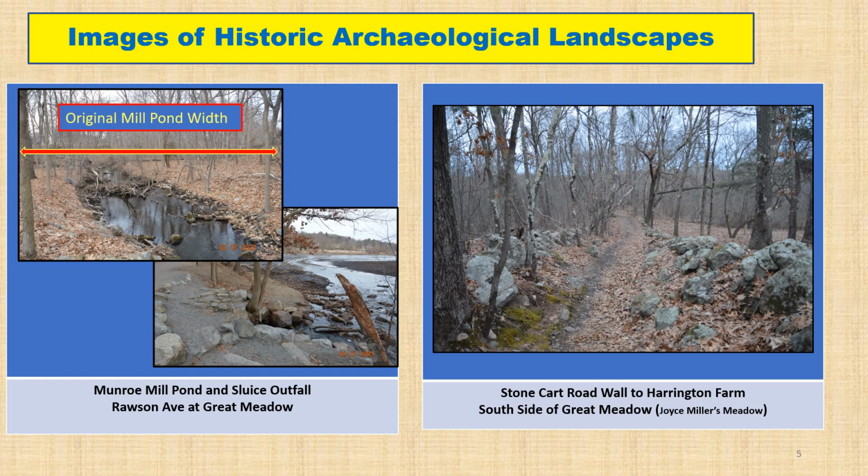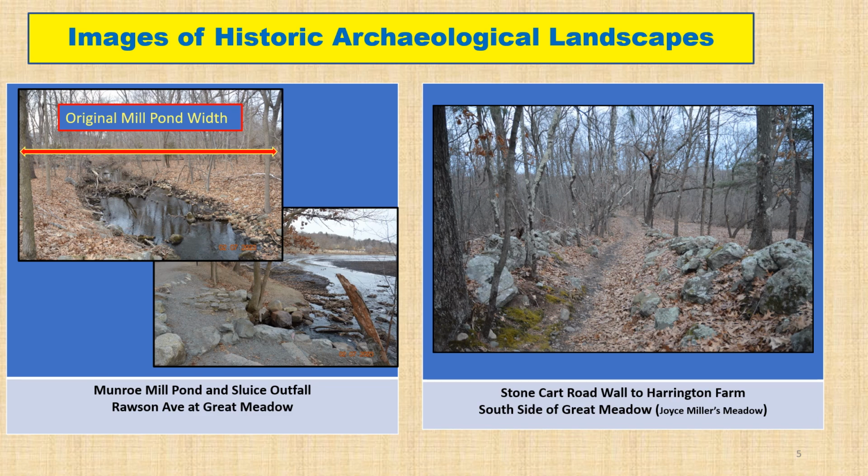Next, I'd like to look at some historic archaeological landscapes. On the left, you can see an image of the Monroe family land with a brook which drained into a pond known today as Arlington Reservoir. The outline of the mill pond remains, although the outfall has been modified with a stone culvert.